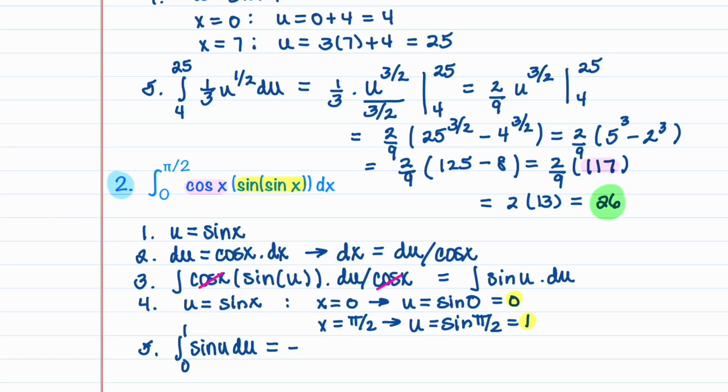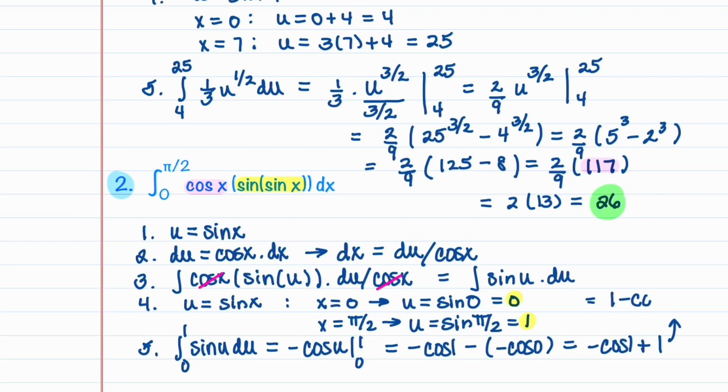This is equal to minus cosine u, and this goes from 0 to 1. So we have minus cosine 1 minus a minus cosine 0. Cosine 1, we just have to leave as cosine 1. So we have minus cosine 1 plus cosine of 0, which is 1. And we get an answer of 1 minus cosine of 1.